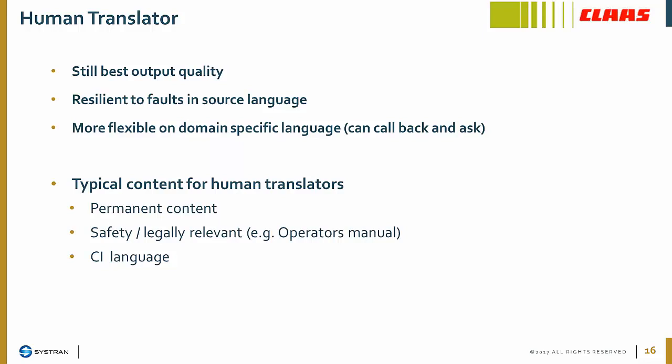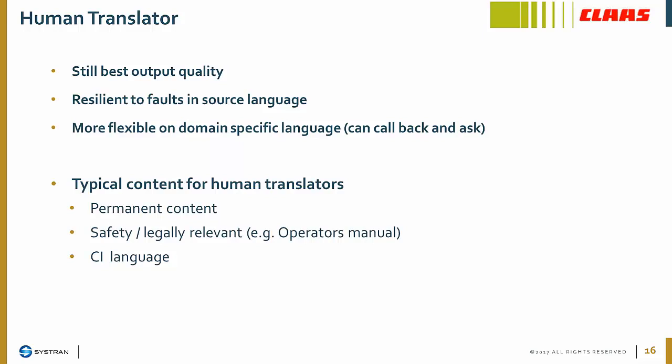The main benefit of a human translator is also that he is resilient to faults. So when you have typos in the source language or some strange words, a human translator can correct them and directly produce the right translation. And if he doesn't know how to work with this input, he can at least ask the customer, so he can call back and ask. That's something that machine translation is not able to do.